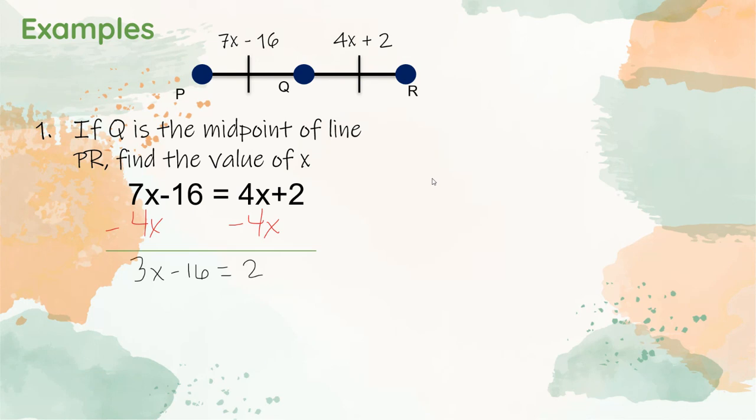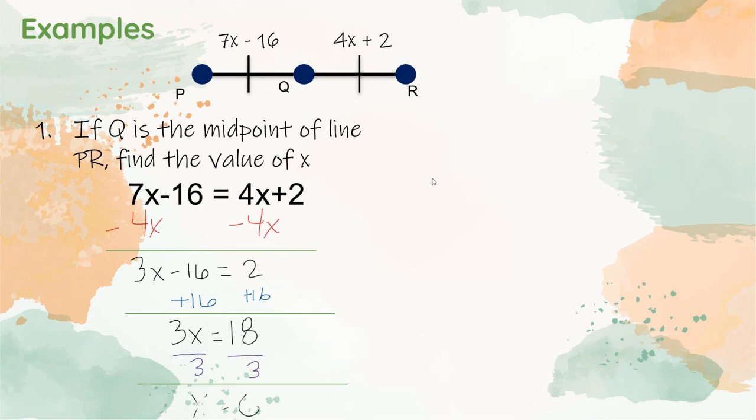So we got 3x minus 16 equals 2. Add our 16 on both sides to give us 3x equals 18. Finally, getting x by itself by dividing it all by 3, and x equals 6.